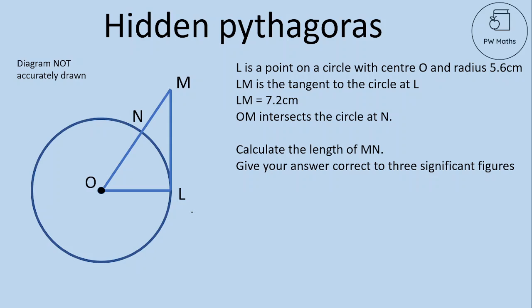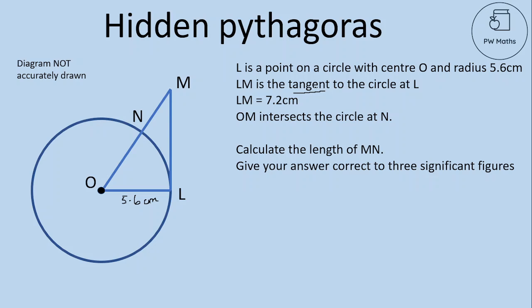We've got L is the point on a circle with centre O and a radius of 5.6 centimetres. Now I would be starting to draw things on the diagram here to help me. So we're told that this is the radius, O to L is the radius, and we're told that's 5.6 centimetres. So I'm just going to pop that on the diagram to help. We're then told that LM, this line here, LM, is the tangent to the circle at L.